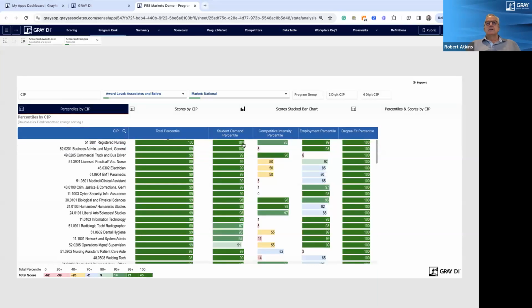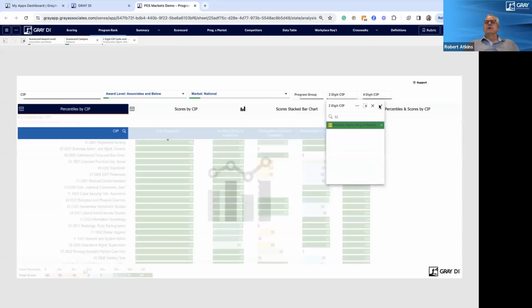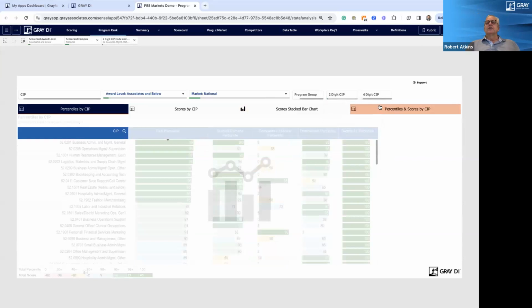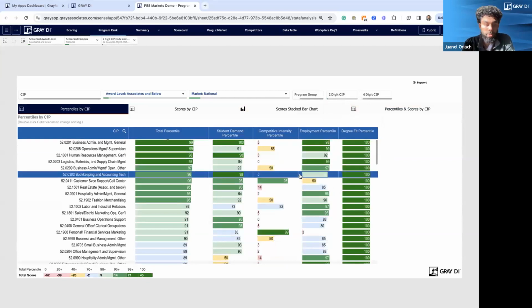So why don't we take a look? I've got a request here for associate in business. Great. Associates in business, very general. Looking at the national level. If you were a client, you'd be looking at your particular market, which we would set up for you. Yeah, we're looking at a national level here, associates and below.